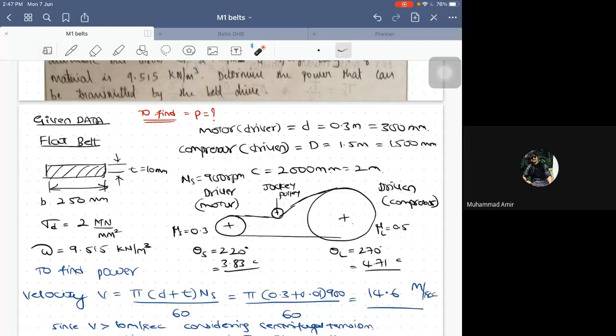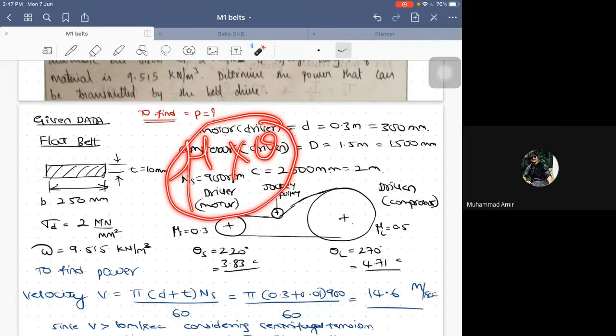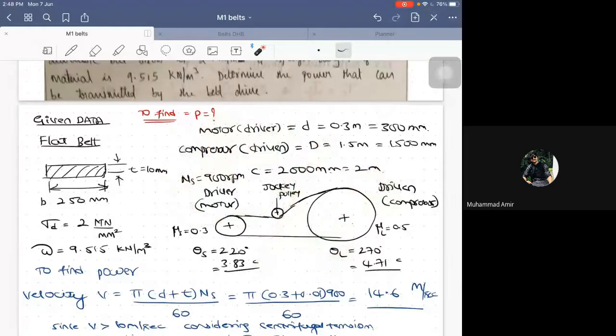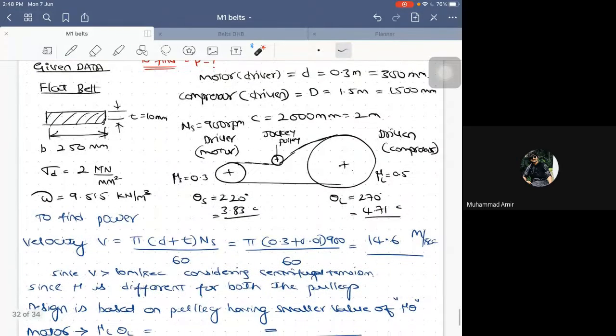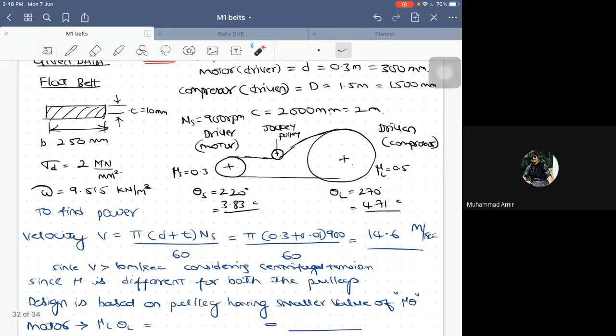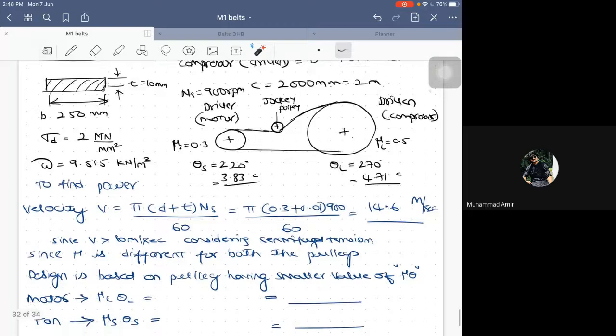I told you, you have to calculate the value of mu cross theta or e to the power of mu cross theta. Any one of the values you have to compare. So which one is smaller, that you have to take. You have to calculate e to the power of mu theta for this, and for this. So which one is smaller? If the larger one is smaller, then you have to take this. If the other one is smaller, you have to take this. So just write it here. Since mu is different for both pulleys, design is based on the pulley having the smaller value of mu theta.